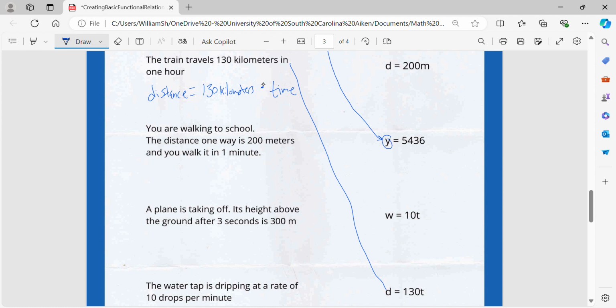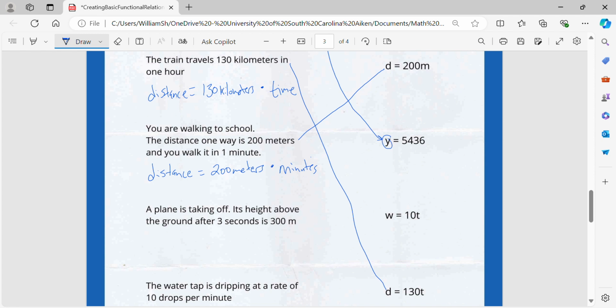You are walking to school. The distance one way is 200 meters, and you walk it in 1 minute. Pretty easy to match this one up right here. Once again, D stands for distance. 200 is the meters that we're walking, and we're multiplying that by the number of minutes that we have been walking.